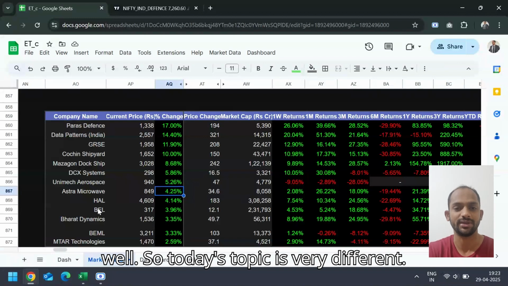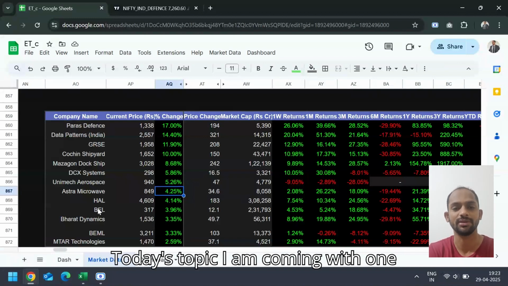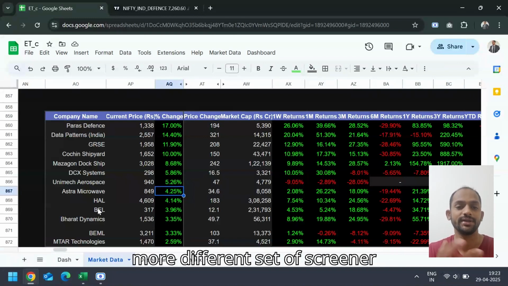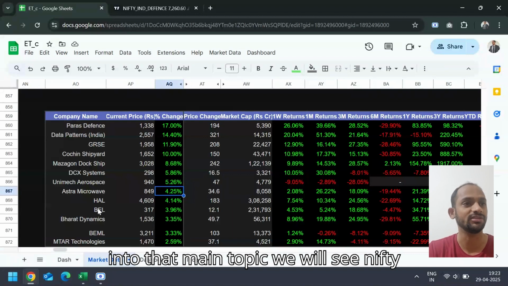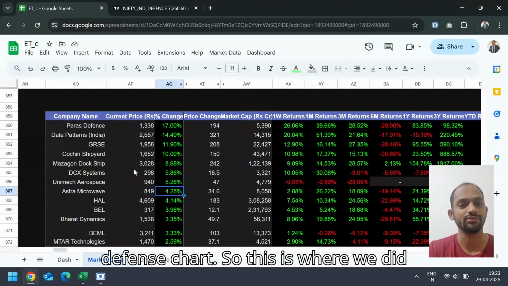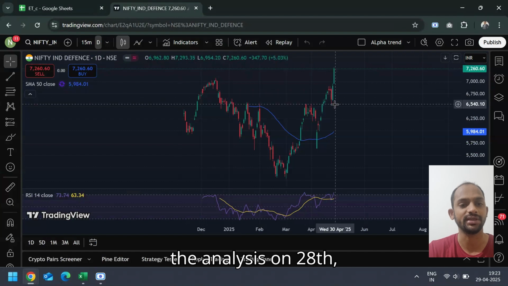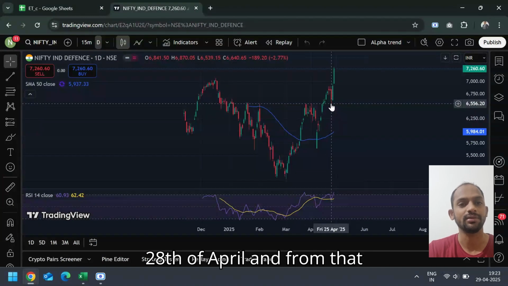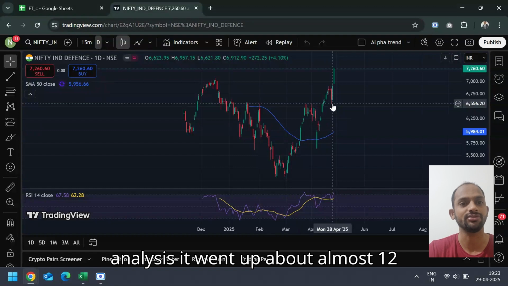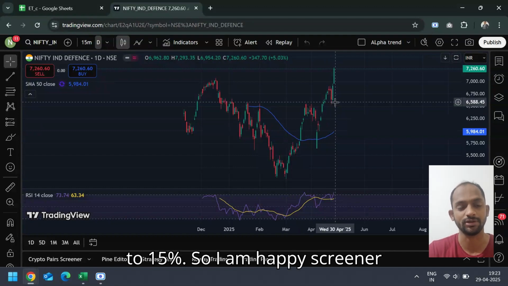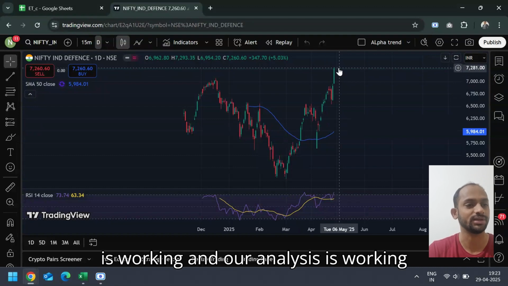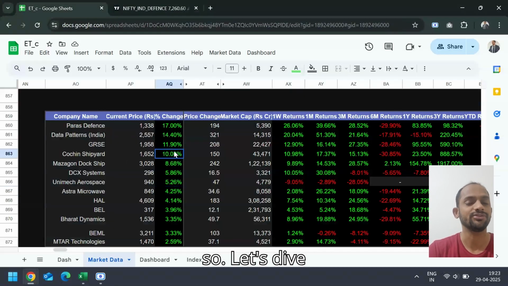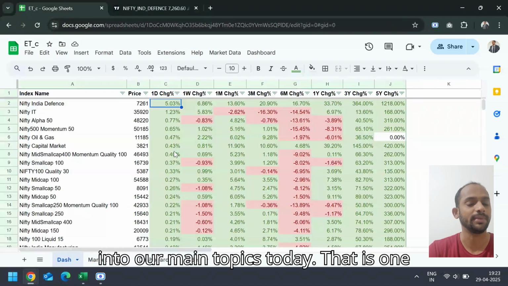So today's topic is very different. Today I am coming with one more different set of screener that I'll explain. Before I move into that main topic, we'll see the Nifty Defense chart. This is where we did the analysis on 28th of April, and from that analysis it went up almost 12 to 15%. So I'm happy the screener is working and our analysis is working. So let's dive into our main topic today.